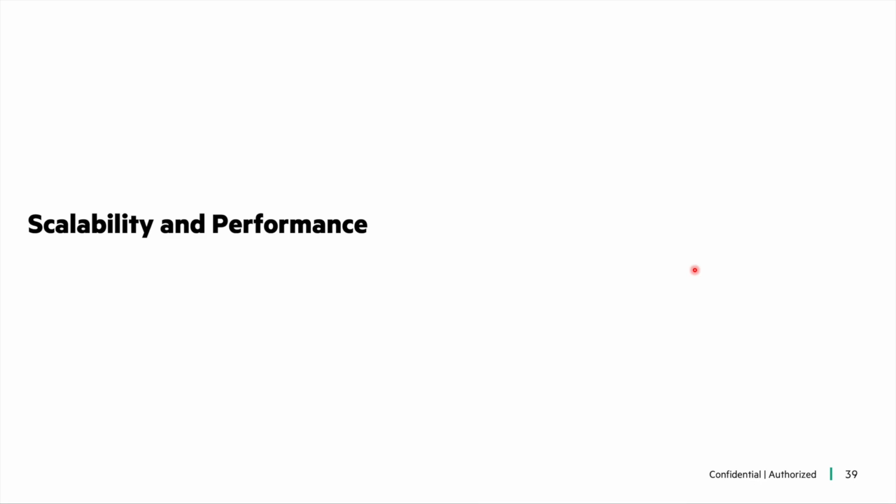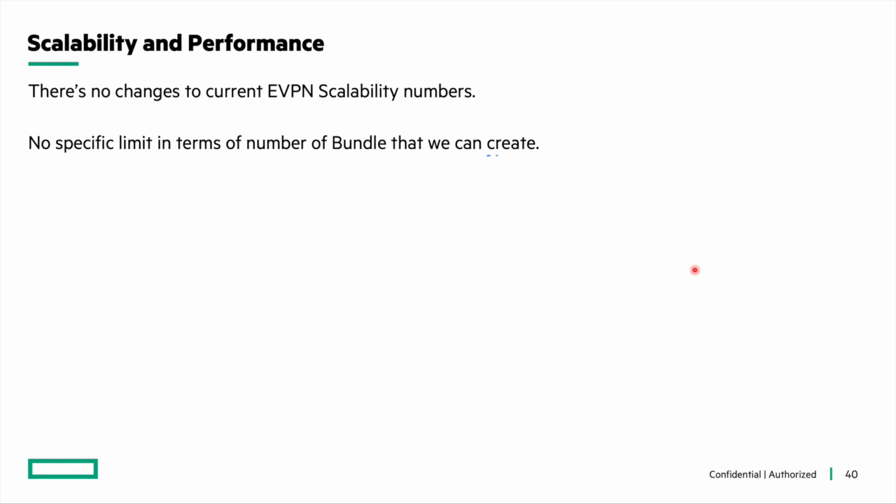Now, the scalability and performance numbers. Because VLAN-aware Bundle Service is just a way to operate, it doesn't have any impact on EVPN scalability. So there is no change to the current EVPN scalability numbers. On the other side, in terms of the number of bundles that we can create, there is no specific limit.